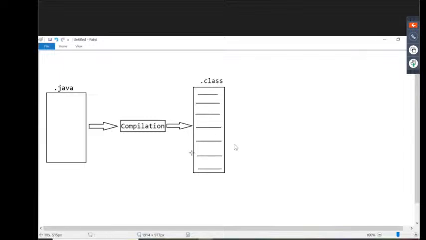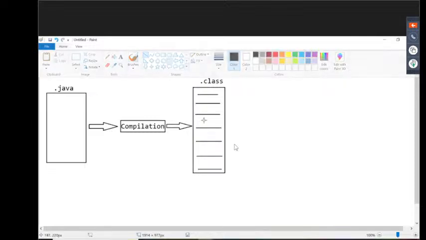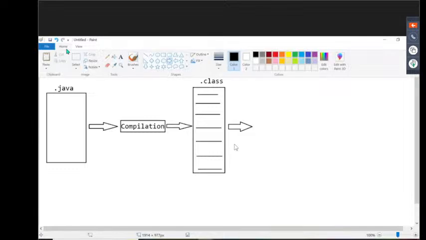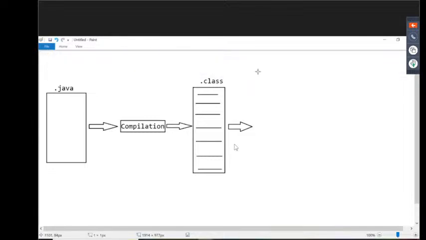Observe carefully. Inside the dot class file, what are you getting? Understand it clearly. Inside the dot class file, we are able to have some content. What content, I will discuss with you later on. But first of all, understand that we are getting a dot class file. Whenever we get this dot class file, then I need to go for execution. This is execution.